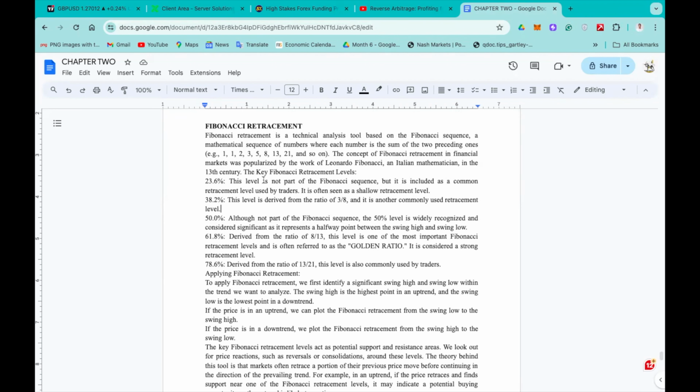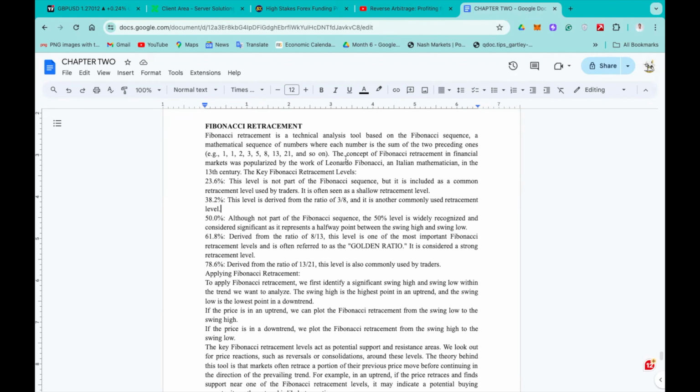Now, this sequence is a simple mathematical arithmetic calculation whereby you add the previous number to the new number. 1 plus 1 equals 2, 2 plus 1 equals 3, 3 plus 2 equals 5, 5 plus 3 equals 8, 8 plus 5 equals 13, 13 plus 8 equals 21, 21 plus 13 equals what? 34, and so on and so forth. So that's the concept of Fibonacci sequence. It's in a spiral form.